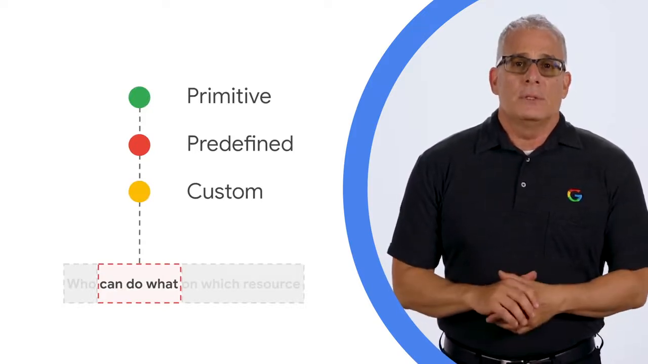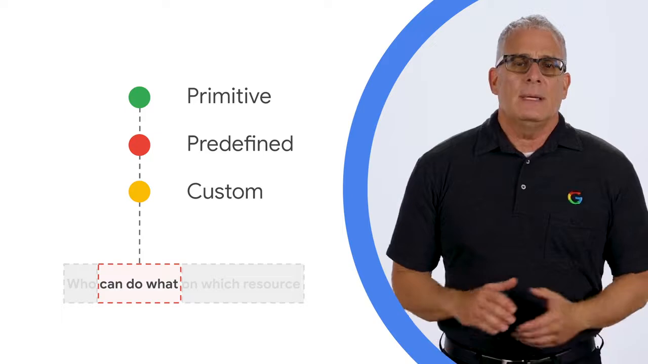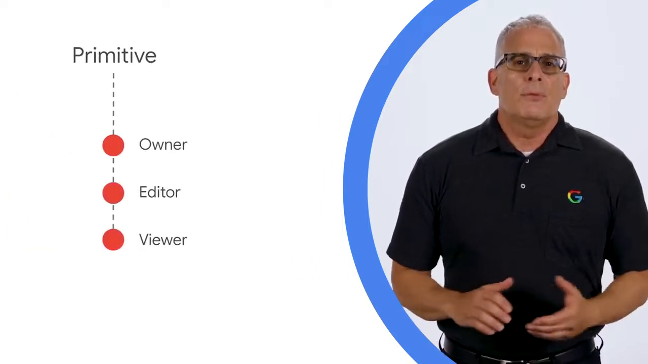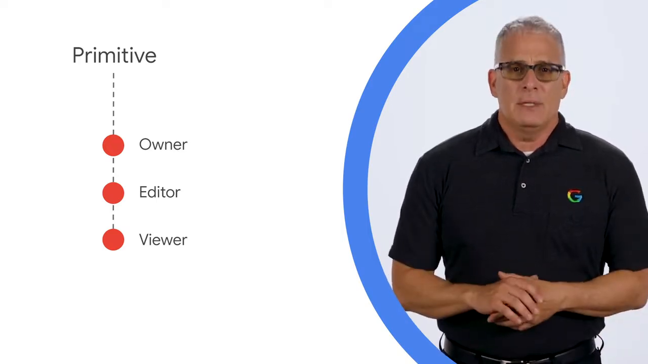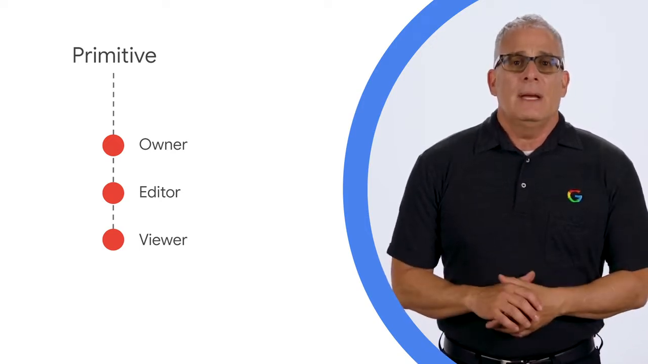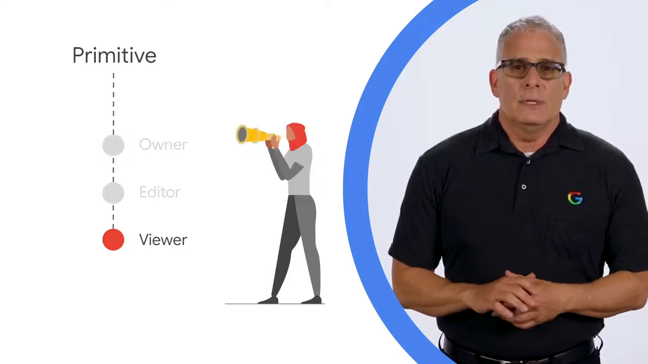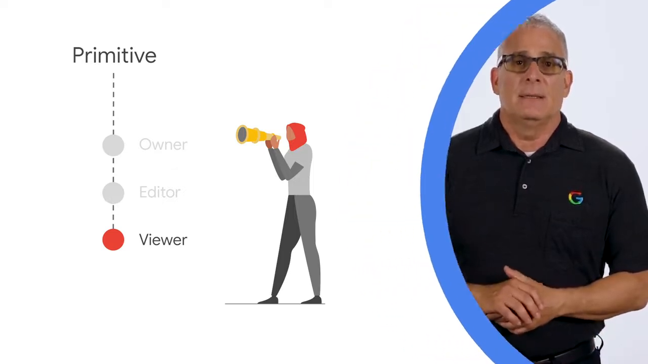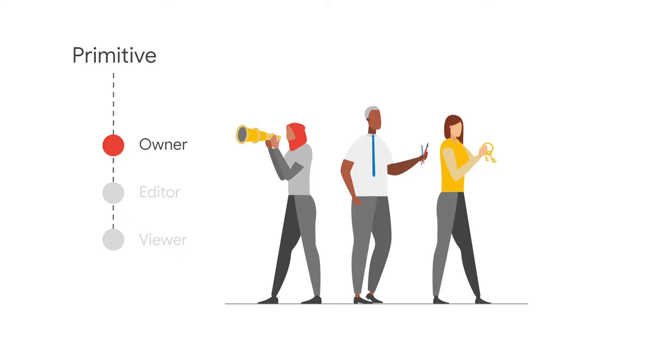There are three kinds of roles in Cloud IAM: primitive, predefined, and custom. Let's talk about each in turn. Primitive roles are owner, editor, and viewer, and are broad. An account administrator, for instance, would apply primitive roles to a Google Cloud project, thereby affecting access to all resources in that project. If you're a viewer of a given resource, you can examine it but not change its state. If you're an editor, you can do everything a viewer can do, plus change its state. And if you're an owner, you can do everything an editor can do, plus manage roles and permissions on the resource.